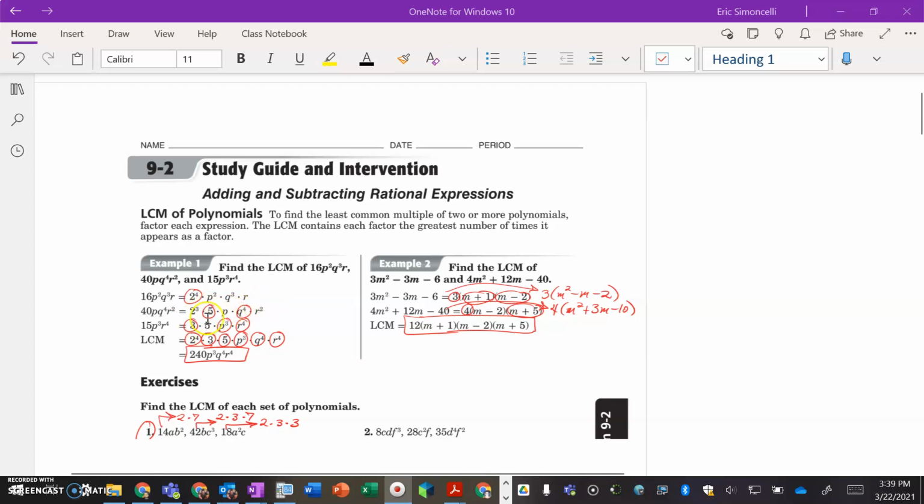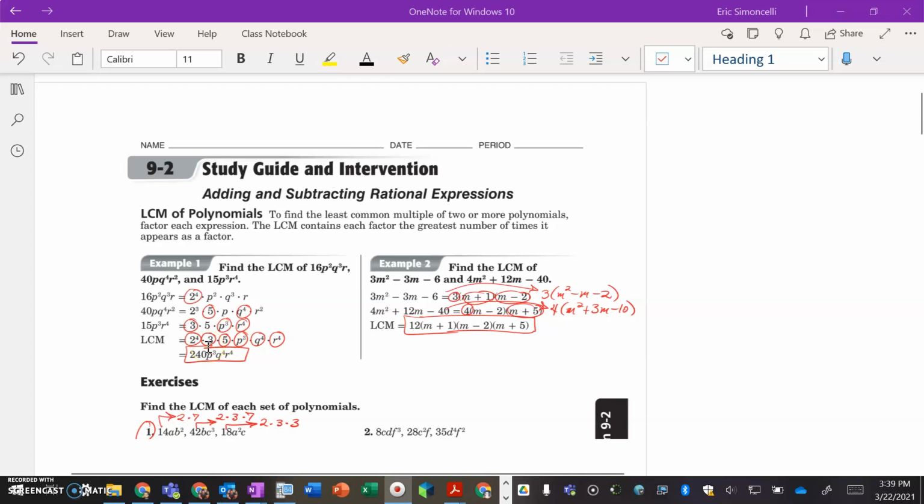2 to the third times 5 is 40. Again, you could also expand 2 to the third. Notice that the other terms are not expanded out. 15p cubed r to the fourth is 3 times 5, but again, the two variable expressions are left as such. They remain as just singular bases raised to those powers.